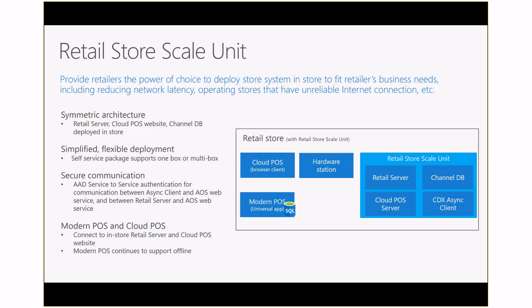Some of you may remember in 2012 R3 version of Dynamics, we also supported a channel database in the store. This is basically the equivalent feature to bring this same scenario and the same advantages into the store. So you can see we have a symmetric architecture where we now have the retail server, the Cloud POS IIS website, and the channel database all close, or in the store, which of course helps us with some of the advantages we'll talk about later.